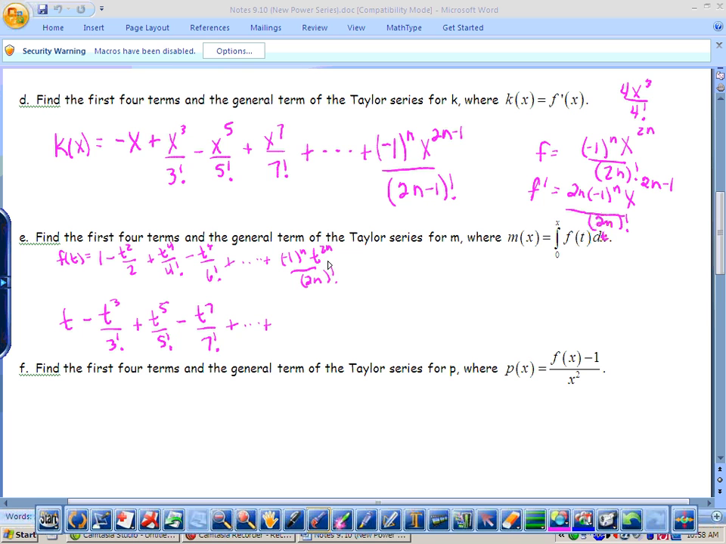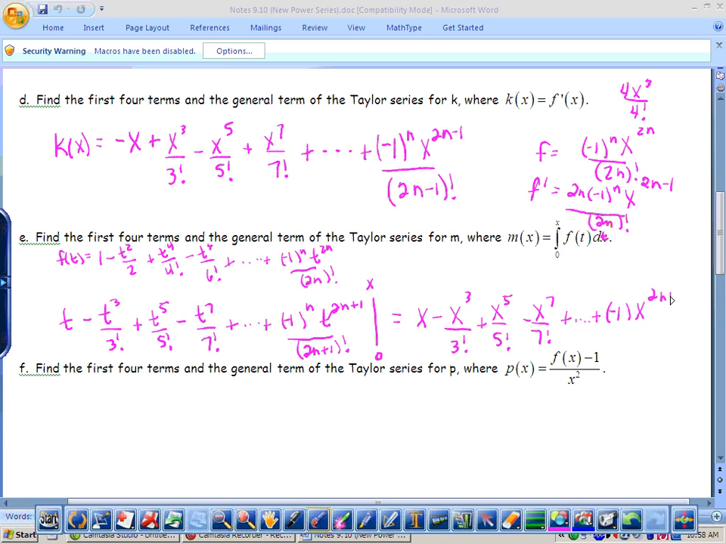All right, when I integrate the general term, my new exponent on t will be 2n plus 1. So when I multiply by 1 over 2n plus 1, that becomes 2n plus 1 factorial. And then I'm supposed to evaluate this from 0 to x, which means plug in the x minus plug in the 0. Well, plugging in the x is pretty easy. Minus plugging in the 0 is even easier because what happens? Every single term is 0. So this is just x minus x cubed over 3 factorial plus x to the 5th over 5 factorial minus x to the 7th over 7 factorial plus dot, dot, dot, plus negative 1 to the n x to the 2n plus 1 power over 2n plus 1 factorial.